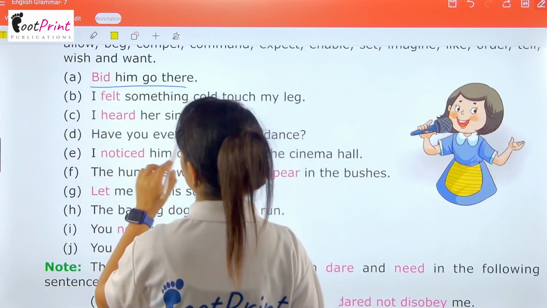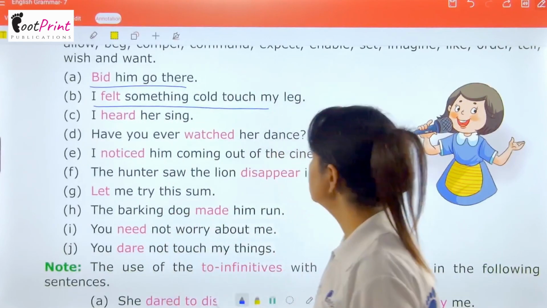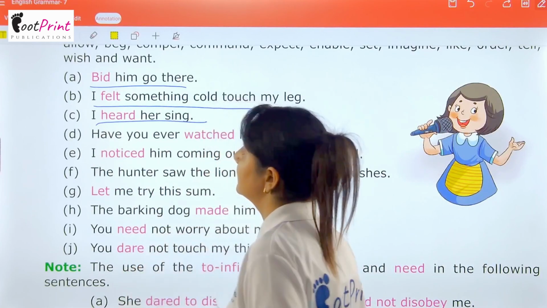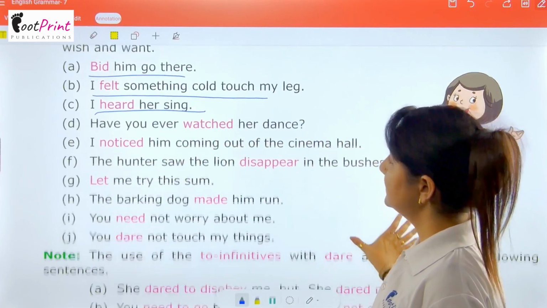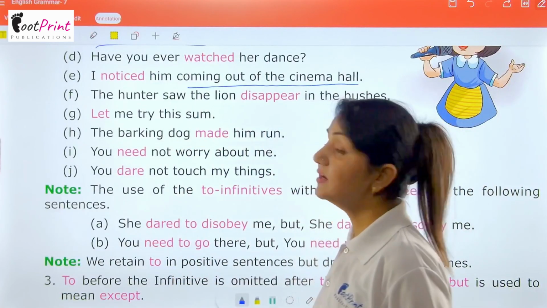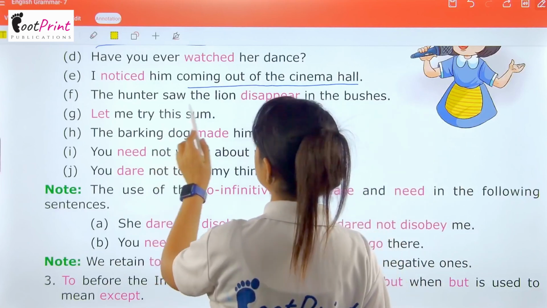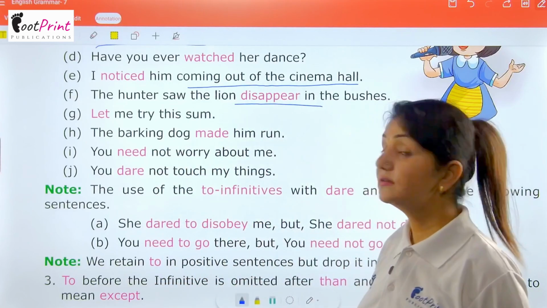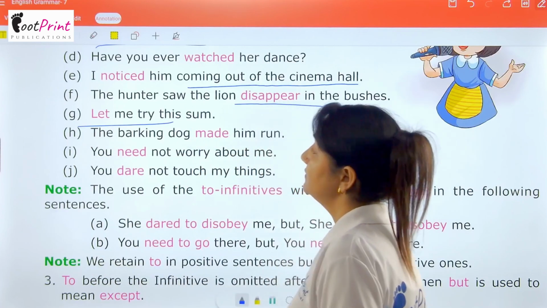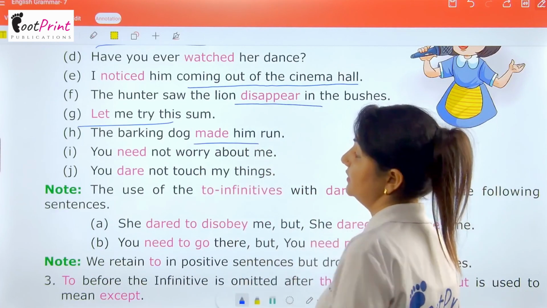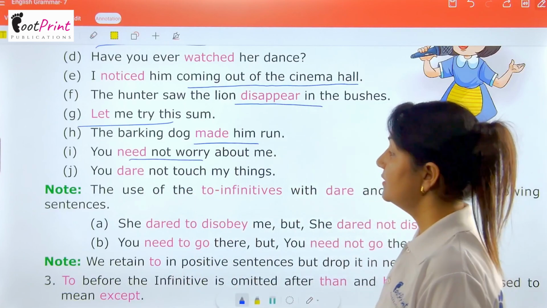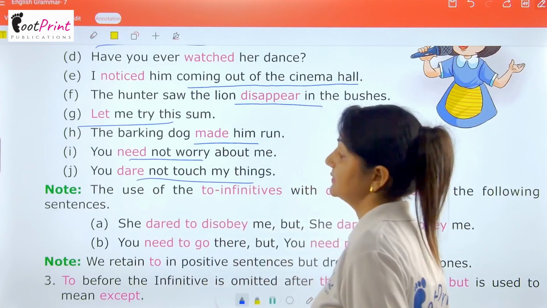Bid him go there. I felt something cold touch my leg. I heard her sing. Have you ever watched her dance? I noticed him coming out of the cinema hall. The hunter saw the lion disappear in the bushes. Let me try this. The barking dog made him run. You need not worry about me. You dare not touch my things.